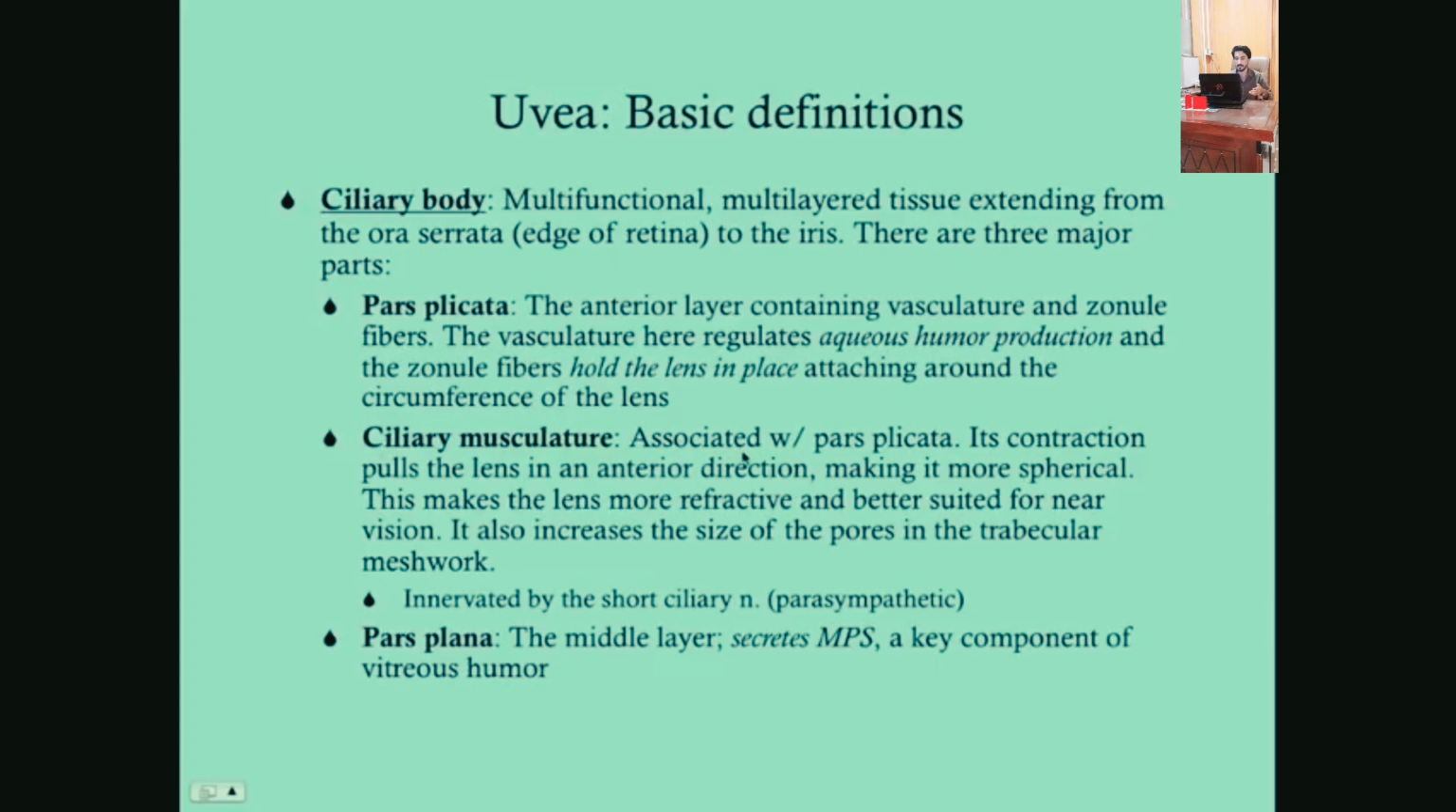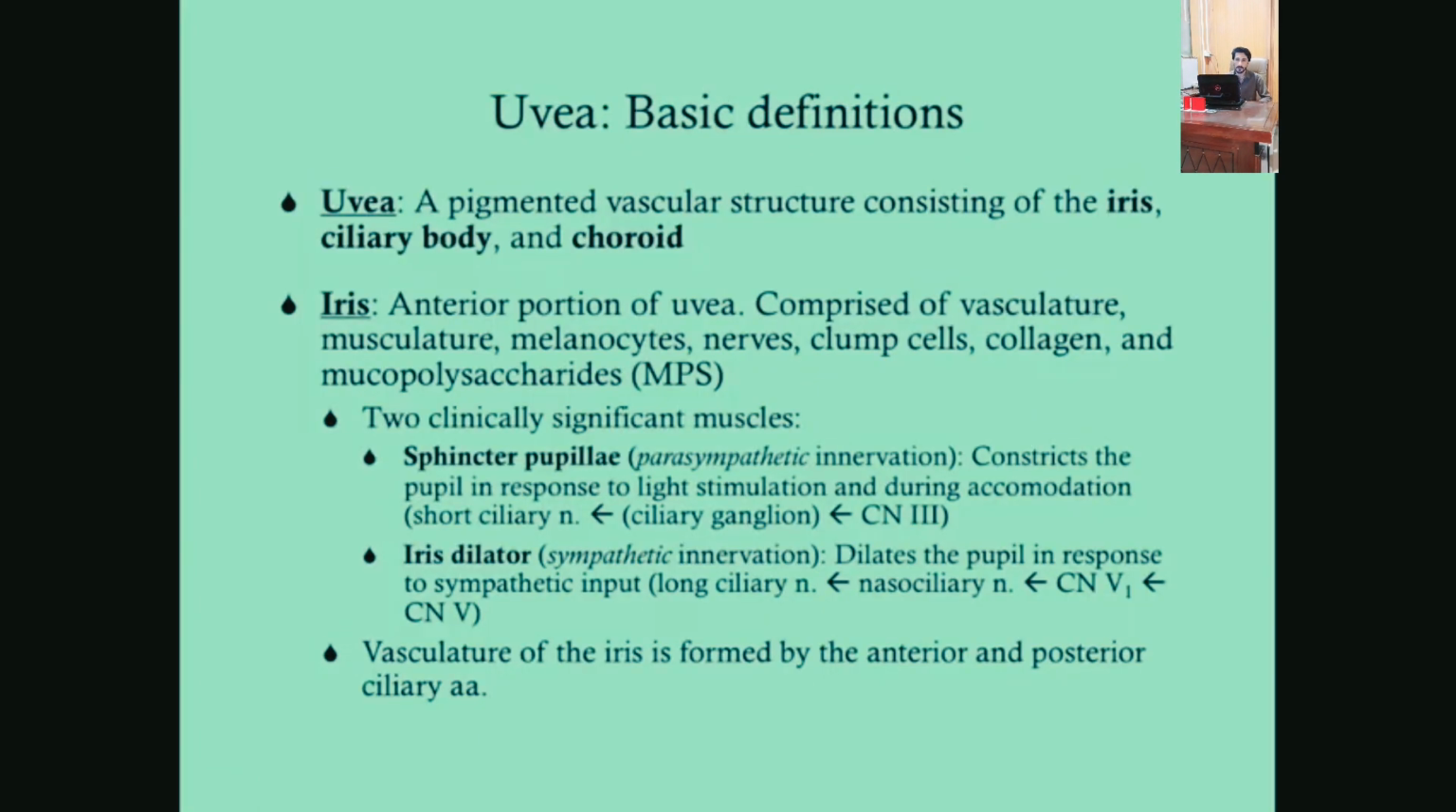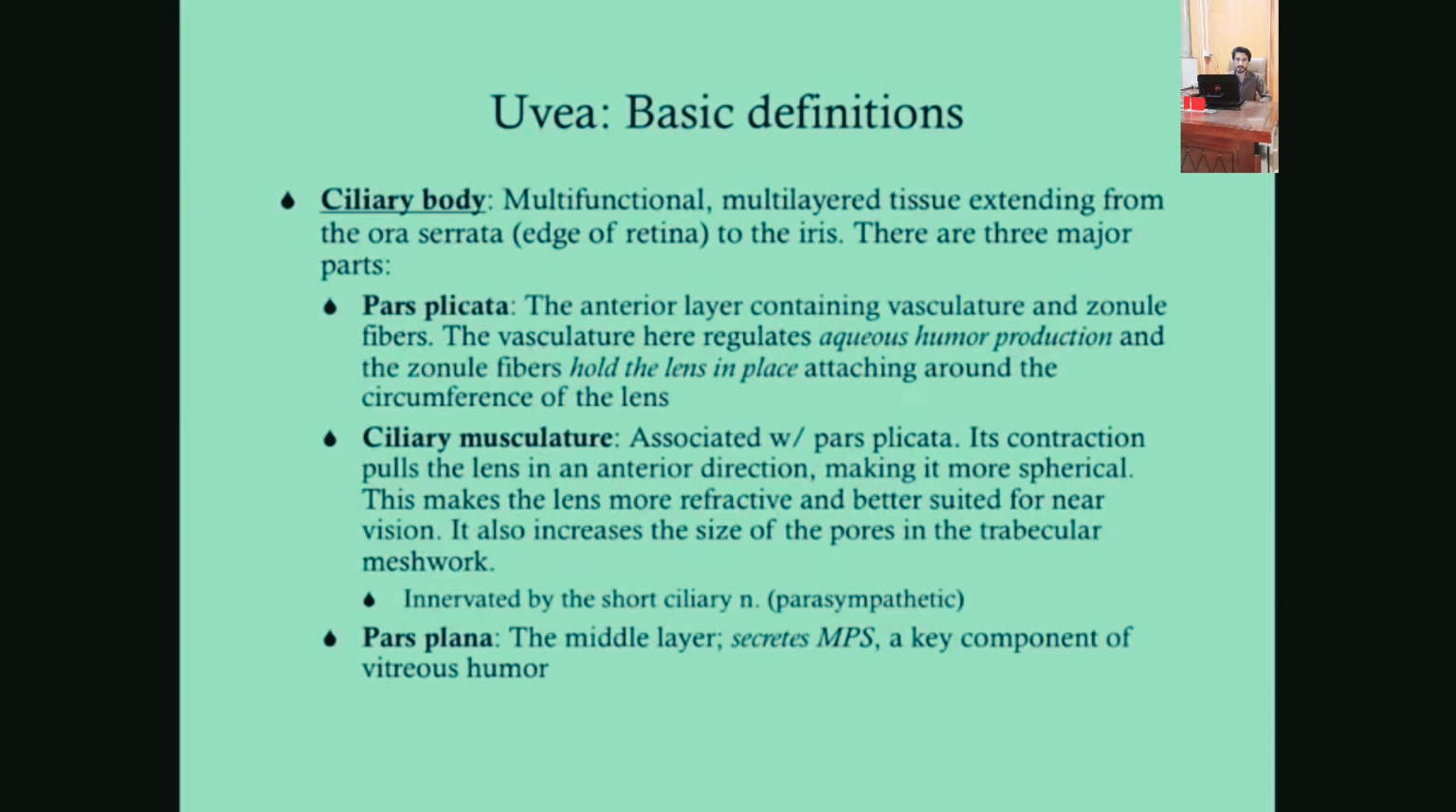The ciliary musculature is associated with the pars plicata. Its contraction pulls the lens in an anterior direction, and that makes it more spherical. So here's your lens here. When the ciliary muscle contracts, your lens is going to become more spherical, more circular. And that increases the refractive index of the lens. And so by doing that, it is going to project the image more anteriorly. And that is good, again, for accommodation.